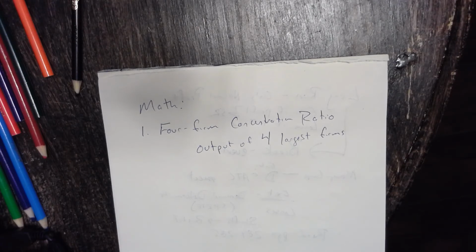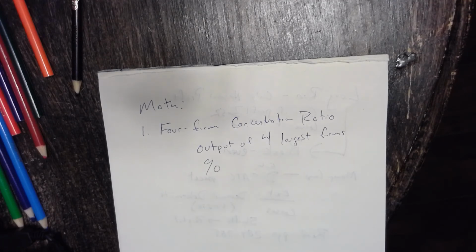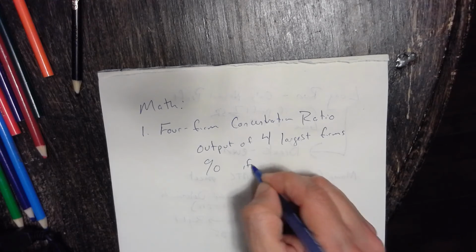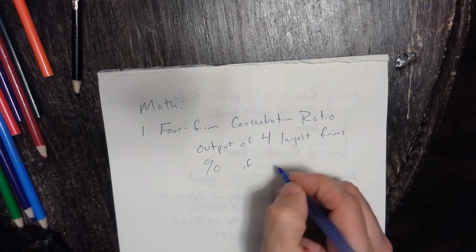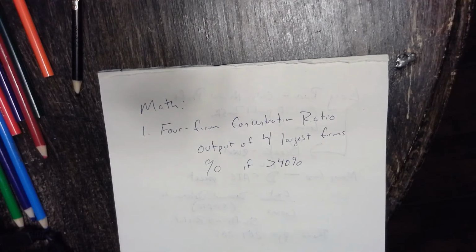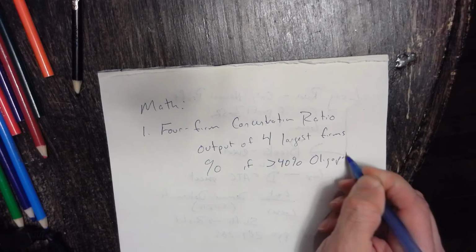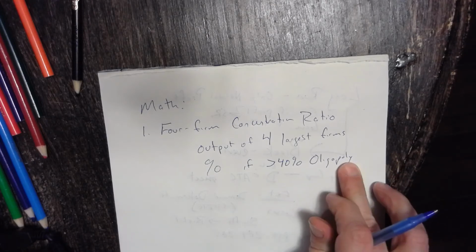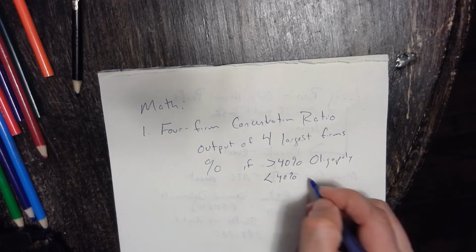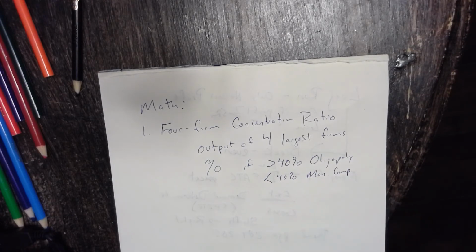All right, and we're looking at this as a percentage. Based on this, if your percentage is greater than 40% for those four-firm concentration ratios, you will have what is called an oligopoly. Like I said, we'll go over those in the next videos. If it is less than 40%, you have monopolistic competition.